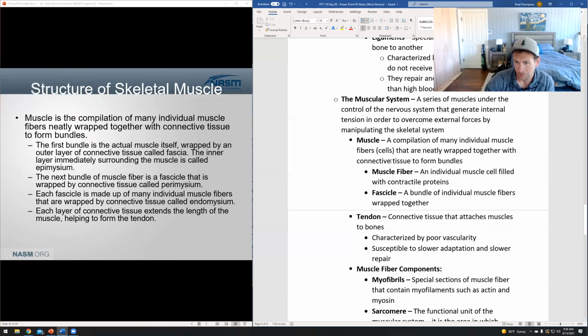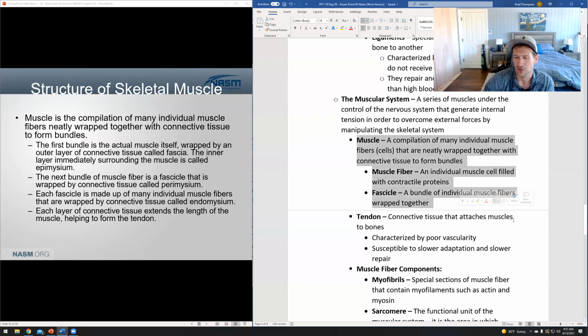So a muscle is a compilation of a whole bunch of individual muscle cells, a whole bunch of individual muscle fibers, neatly wrapped together with connective tissue at every level. You're going to have a muscle, which is a bundle of fascicles, and a fascicle is a bundle of muscle fibers, and muscle fibers are bundles of proteins called myofibrils. A lot of bundles on bundles of bundles.